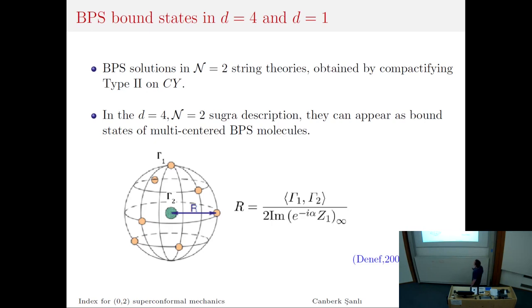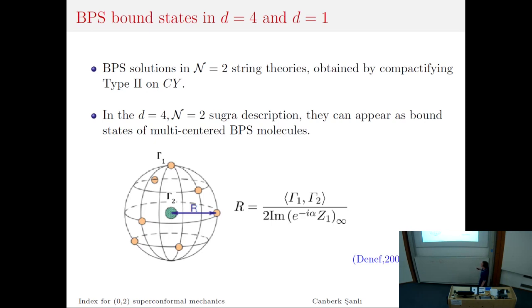The spectrum of these solutions is given by what is known as the Denef equation, or bubble equation, and it gives you the whole spectrum of multi-centered solutions. It can essentially be thought of as the bound state of single-centered black holes. So this is the simplest case, right?